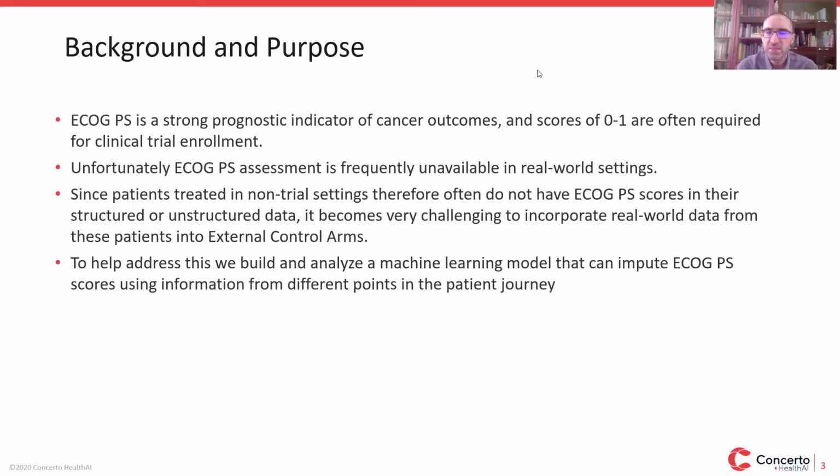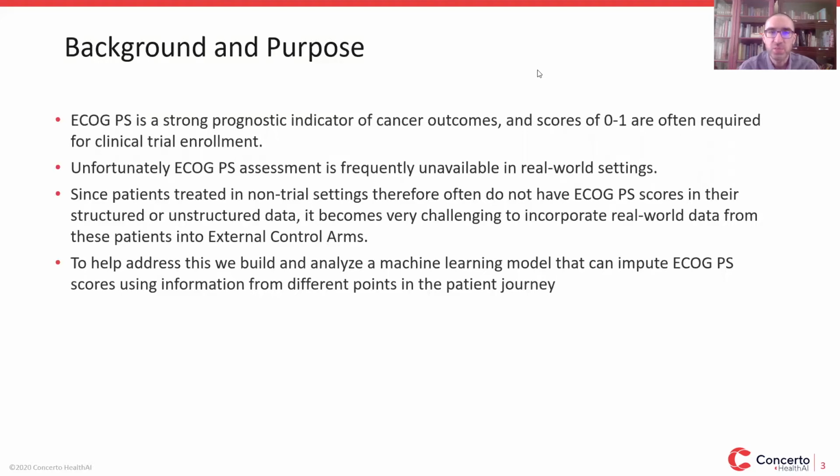ECOG PS is a strong prognostic indicator of cancer outcomes, and scores of 0 to 1 are often required for clinical trial enrollment. Unfortunately, ECOG PS assessment is frequently unavailable in real-world settings. Since patients treated in non-trial settings often do not have these scores in their structured and unstructured data, it becomes very challenging to incorporate real-world data from these patients into external control arms.